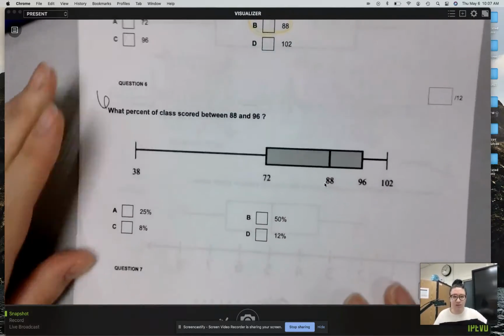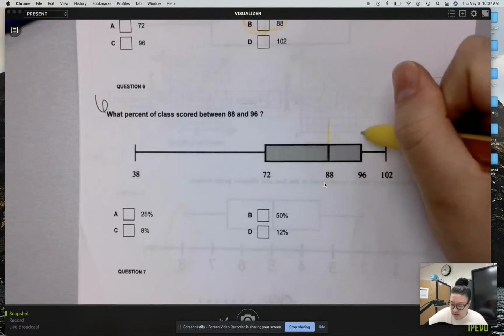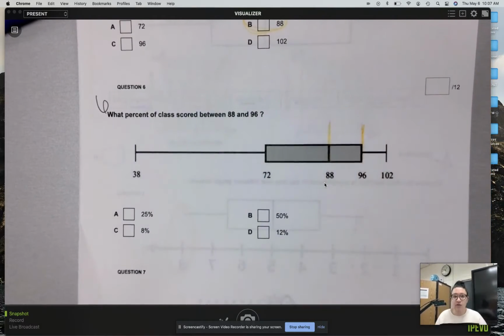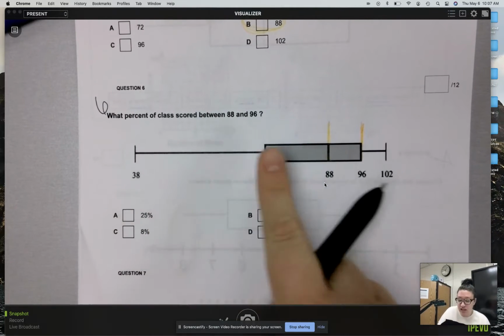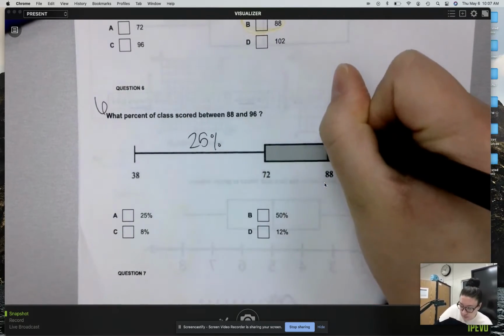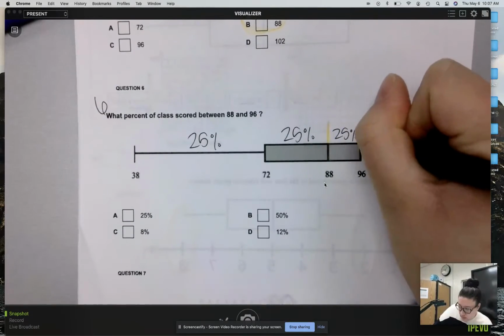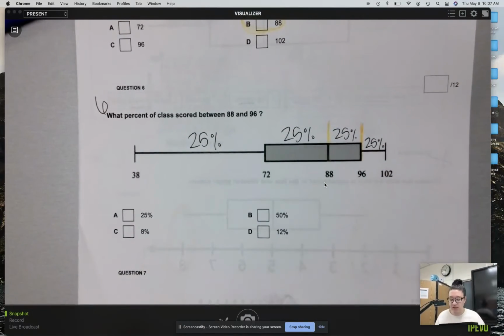And then I'm going to do 6 on this one too. Same box plot. What percent of the class scored between 88 and 96? Now remember, each section of my box plot, it doesn't matter how big or how small it is, has the same number of points. So that means each section of my box plot has 25% of the data. Each section has 25% of the data.